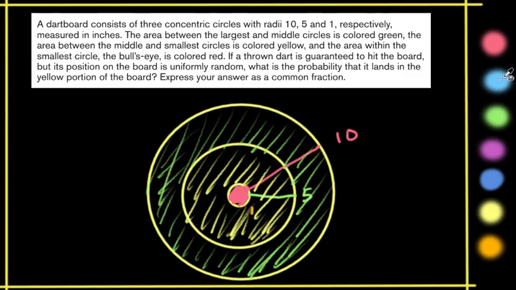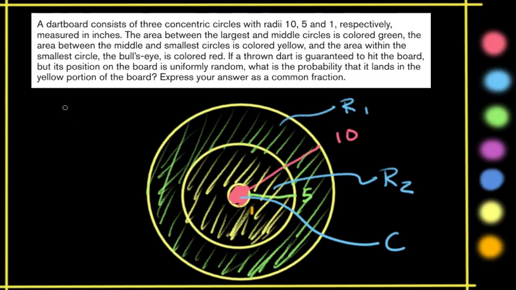Okay, so they want to know the probability that we're in this middle section. That'll be the ratio of the area of that section to the area of the whole thing. So we need, let's call this ring 1, and then ring 2, and then the center circle, we'll call it C. So they want to know the area of ring 2 divided by the whole area. Maybe I shouldn't call this circle. Let's call the whole thing the circle instead of just the center.